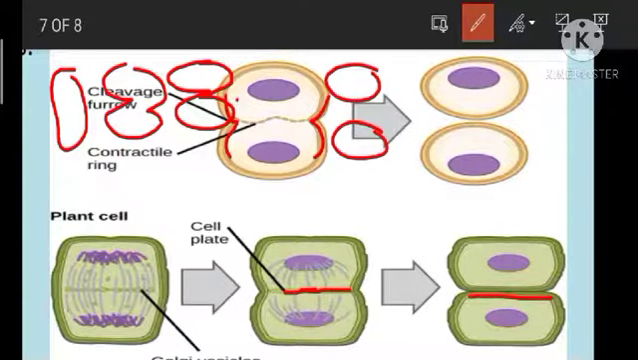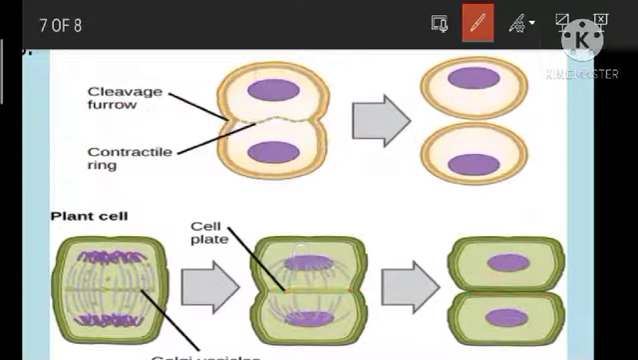Okay, but if you take a plant cell, in plant cell the cell is surrounded by a cell wall, isn't it? Plant cell is surrounded by a cell wall. So here the cell wall, as it is very rigid in nature, a furrow cannot be formed. So a cell plate will be formed in the center of the cell. What is that cell plate?